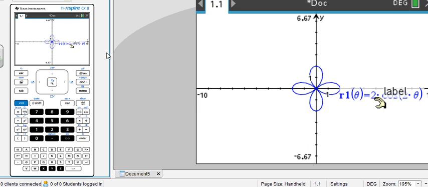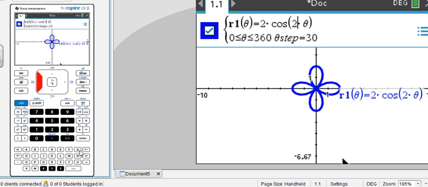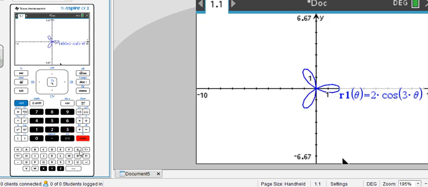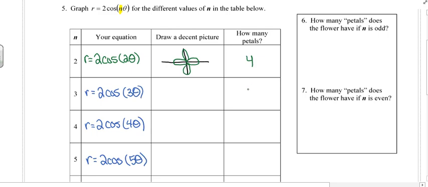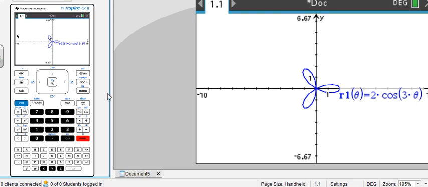All right, I'm going to switch things up just a little bit here. I'm going to make that 2 theta a 3 theta, and let's see what happens. Changing 2 theta to 3 theta changed our rose to a 3-petaled rose. So how many petals? 3. And again, notice that one of those petals lies on that polar axis. And that's close to what our picture looks like, as exact as I can draw it. I'm going to graph r equals 2 cosine of 4 theta.